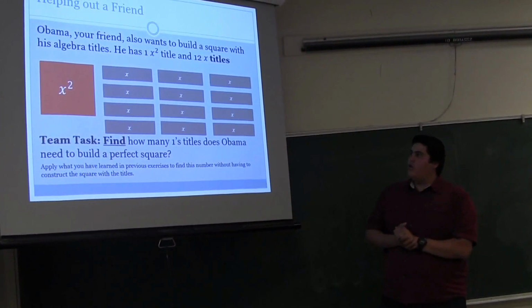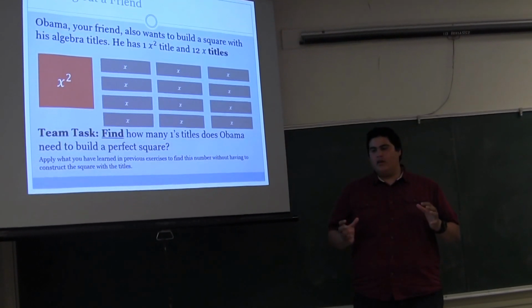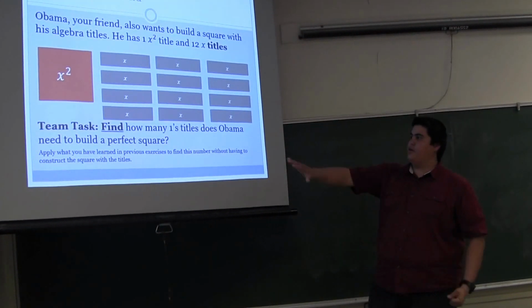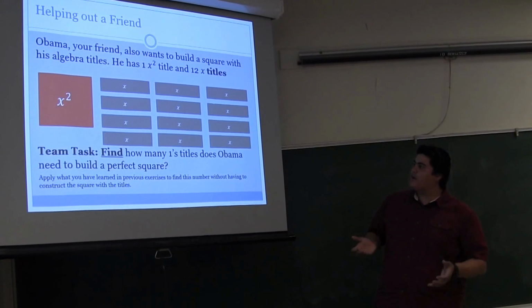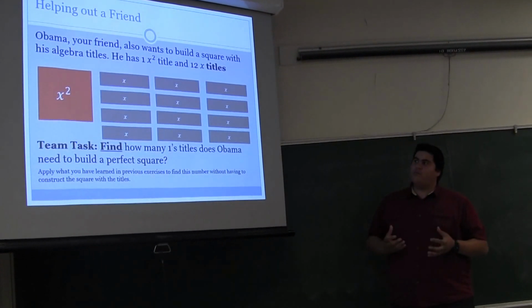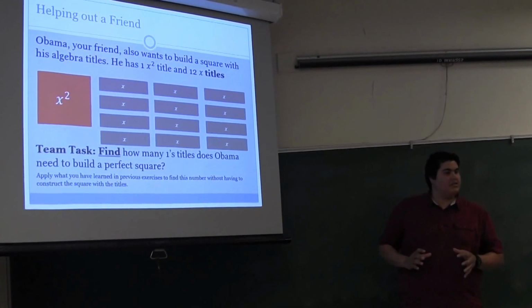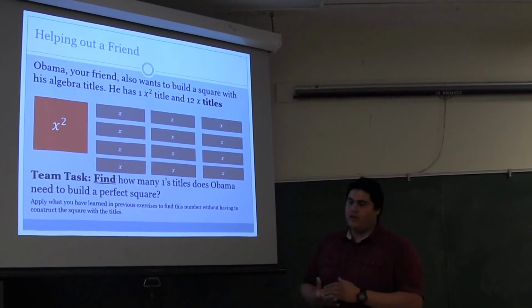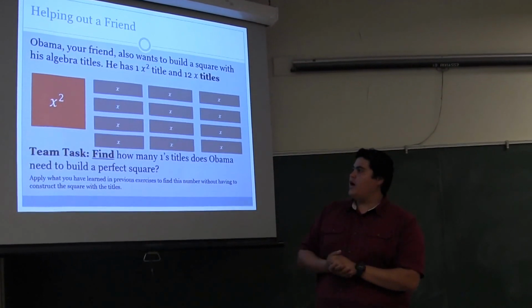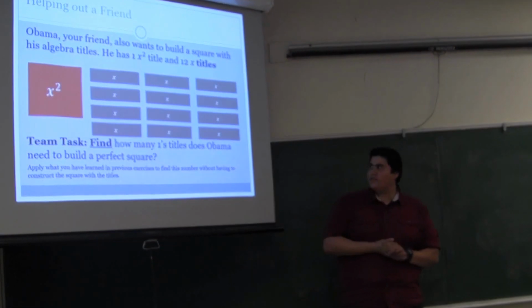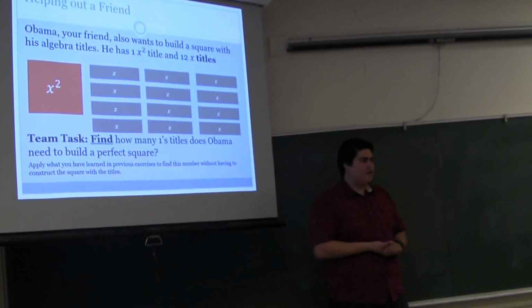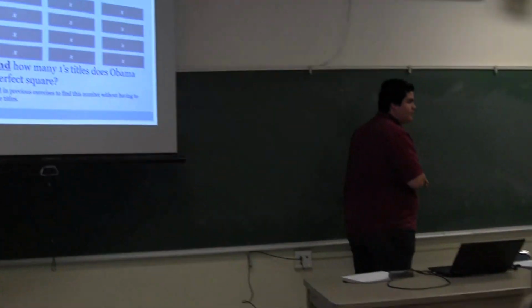So I want you guys to use what you have learned before and find how many 1 tiles Obama needs to build a perfect square without actually having to use the algebra tiles. So apply what you have learned in previous exercises to find this number without having to construct the algebra tiles.